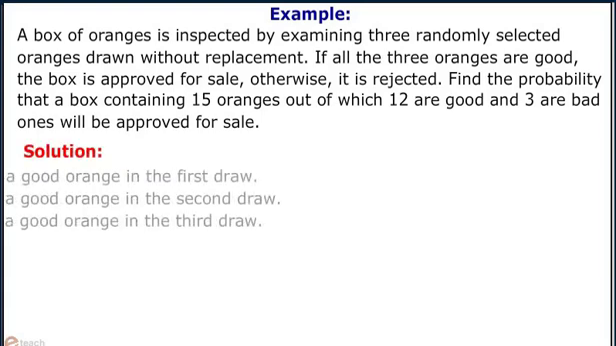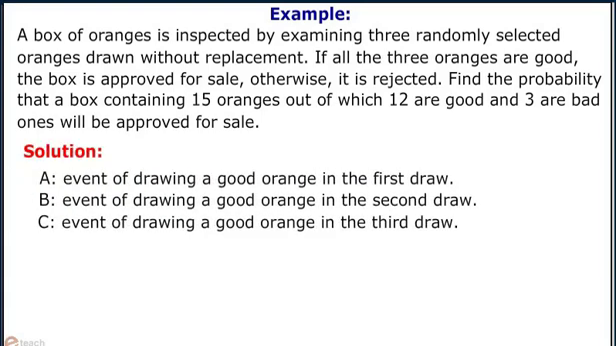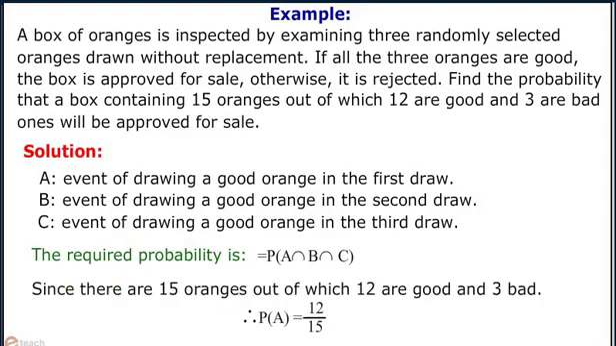Solution: let A be the event of drawing a good orange in the first draw, B be the event of drawing a good orange in the second draw, and C be the event of drawing a good orange in the third draw. Then the required probability is probability of A intersection B intersection C. Now, since there are 15 oranges, out of which only 12 are good and 3 are bad, so probability of A is 12 by 15.